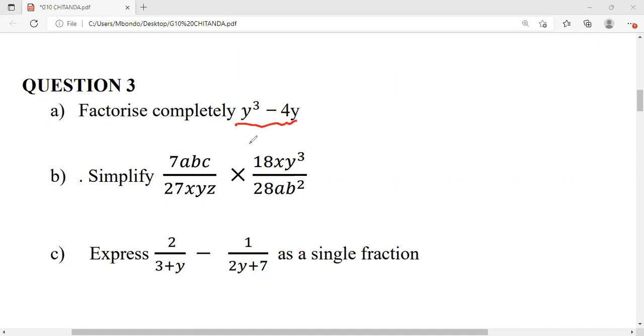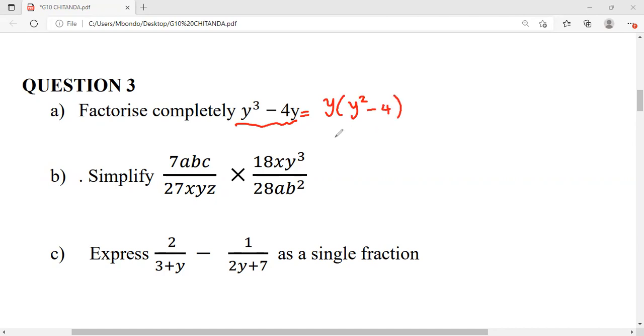How do we factorize this question? You're supposed to look at this question and think, okay, what am I supposed to do here? When you're factorizing, first of all, when you look at it, you discover that y is common. So when you factorize y, you will remain with y squared minus 4.